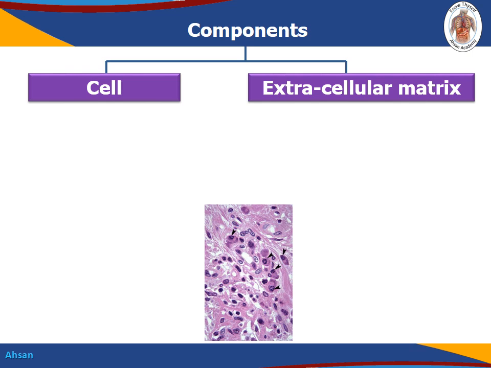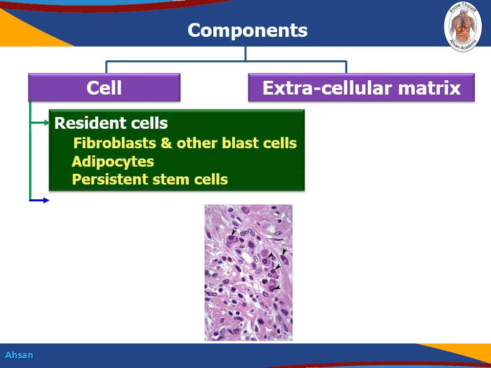Connective tissue comprises two major components. These are the cells and extracellular matrix, meaning the substance in between the cells. The cells may be of two types. Resident cells means these cells develop in the connective tissue, remain in the connective tissue, and perform their function there. These are the fibroblasts and other blast cells, adipocytes meaning fat cells, and some persistent stem cells, meaning these are the parent cells that differentiate into fibroblasts and other blast cells.